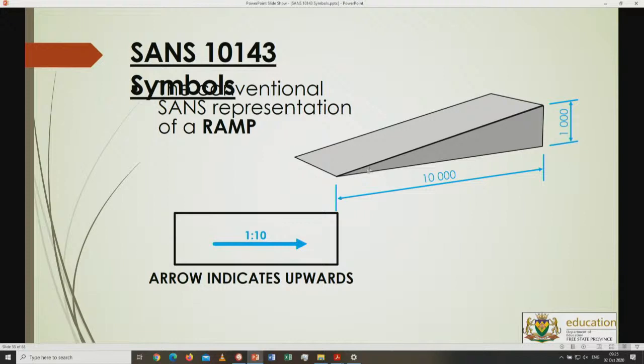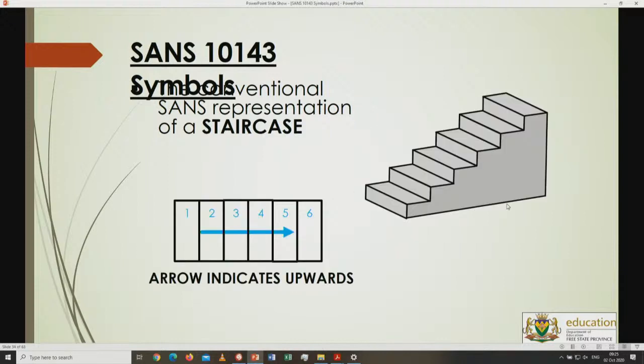Okay, and then from there on over here, this is your ramp, the ramp that runs up there. The arrow points out to you that the ramp is basically going upwards in this direction. The angle of it means that for every 10 meters I will rise 1 meter. So this is what it points out to you: for 10 meters it will rise 1 meter. All right, and then also for a staircase, the arrow is pointing upwards, so it goes up in that direction.